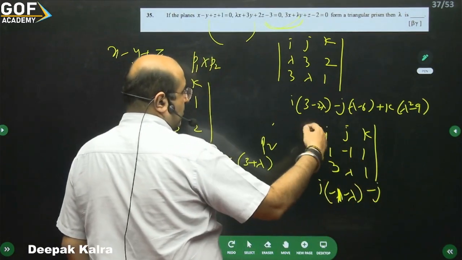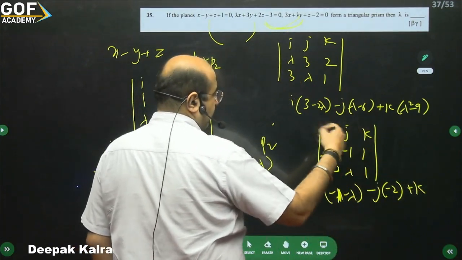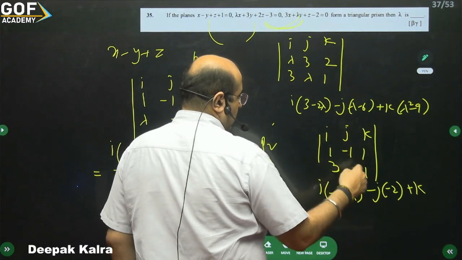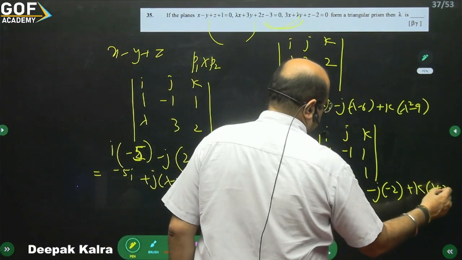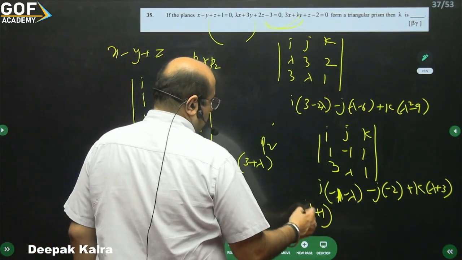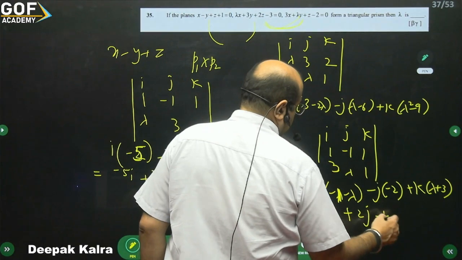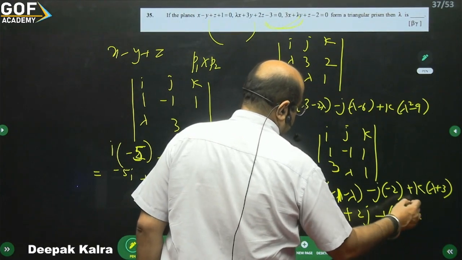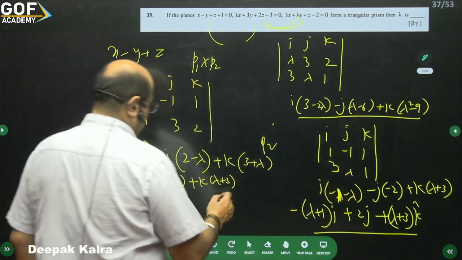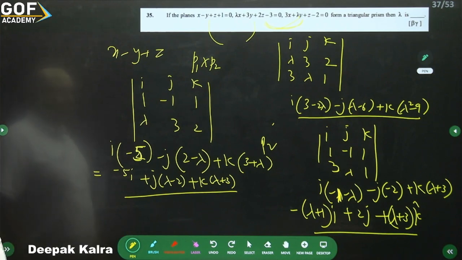Minus 1 minus lambda, minus j times (1 minus 3), and k times (lambda plus 3). You should have (minus lambda plus 1) i, plus 2j, plus (lambda plus 3) k. This, and this. They should be parallel. You understand? Parallel or proportional, whatever you say.